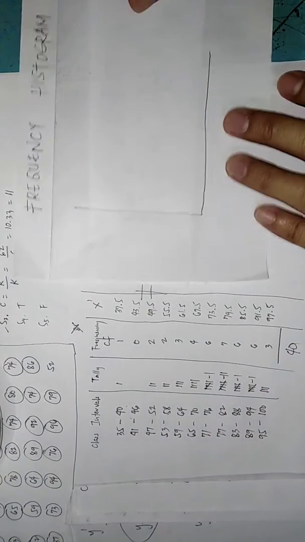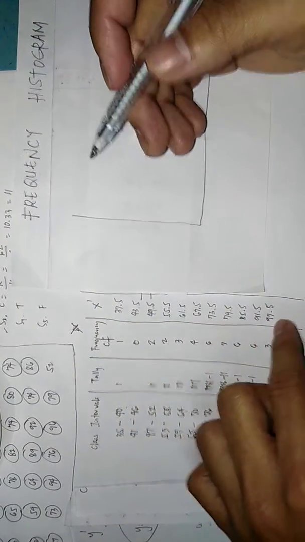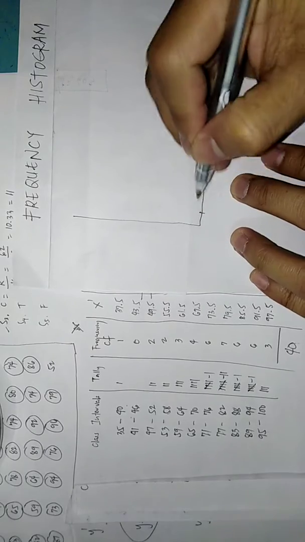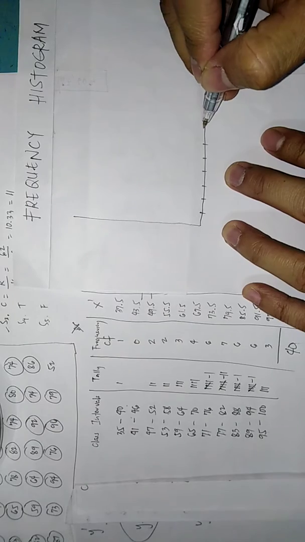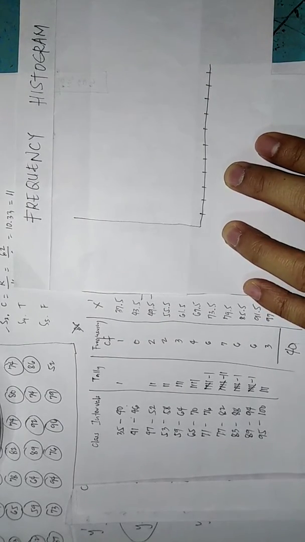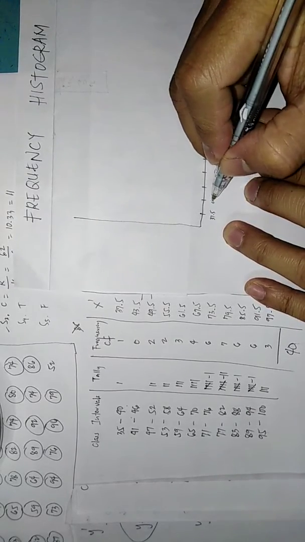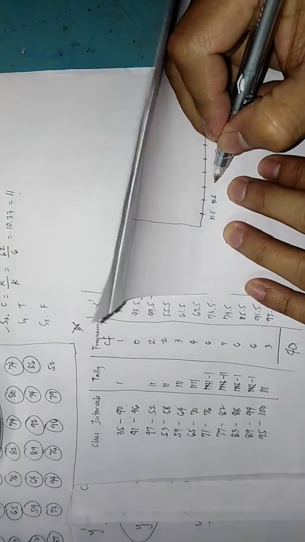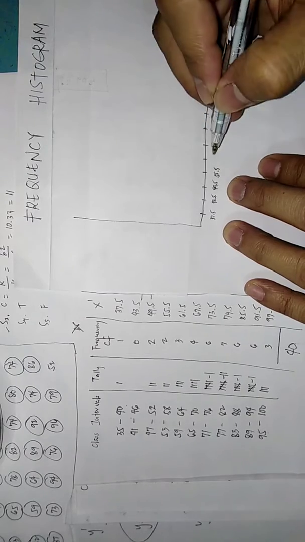37.5 to 97.5. Ililipat nyo lang siya dito ng mabilisan. So, 1, 2, 3, 4, 5, 6, 7, 8, 9, 10, 11. Mag-drawing ka lang ng 11. 1, 2, 3, 4, 5, 6, 7, 8, 9, 10, 11. So, ito yung 37.5. Yan si 43.5. Ito naman si 49.5. Ito naman si 55.5.